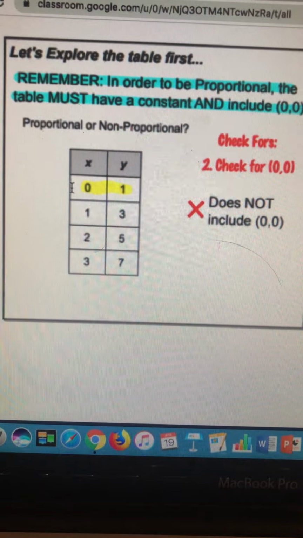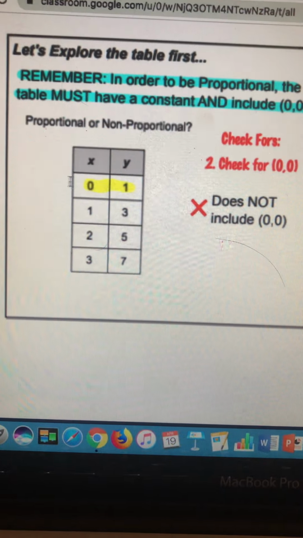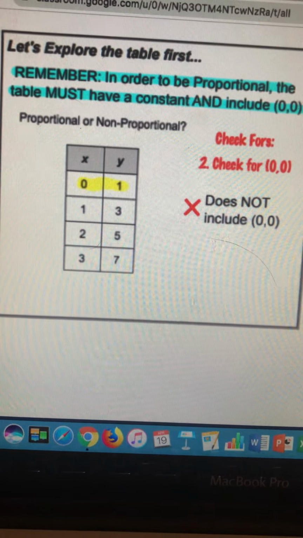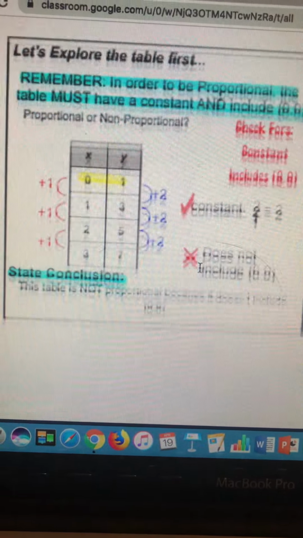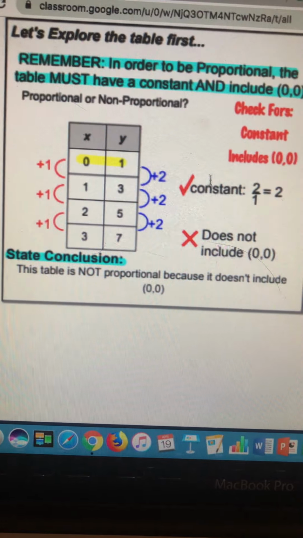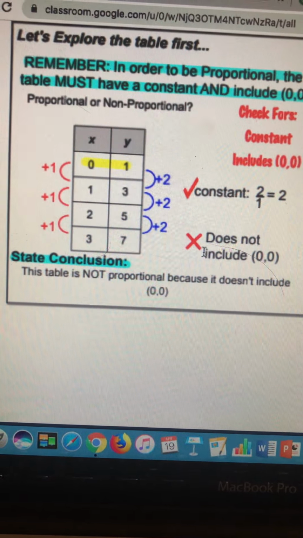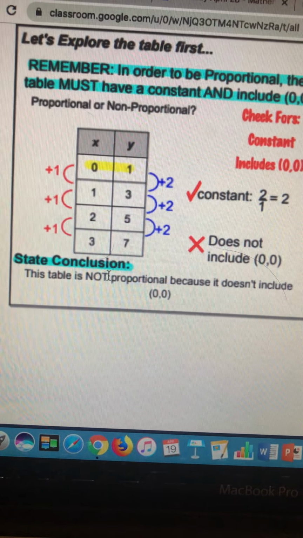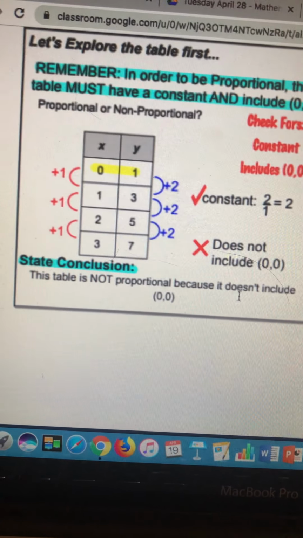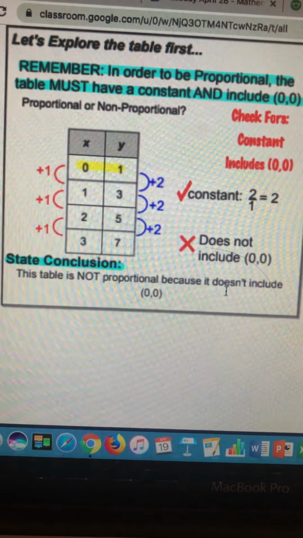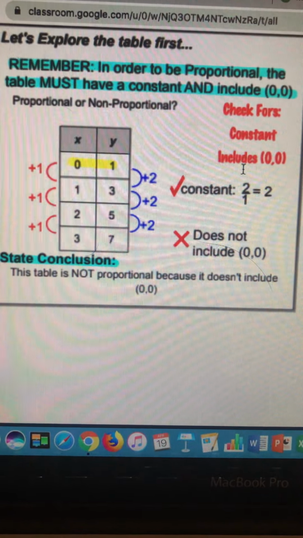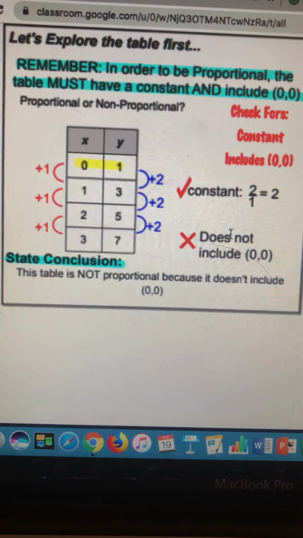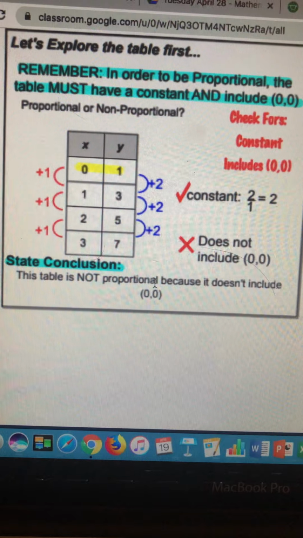Now, once you check if it has a constant, you check for 0, 0. So you look in your table. Does it include 0, 0? It does not. It includes 0, 1. So 0, 0 is not included in this table. So therefore, it has a constant. It does not include 0, 0. So you state your conclusion. This table is not proportional because it doesn't include 0, 0. And that's it. That's all you have to do. Check if it has a constant, check if it includes 0, 0. If one of those 2 are not satisfied, then you cannot say it's proportional.